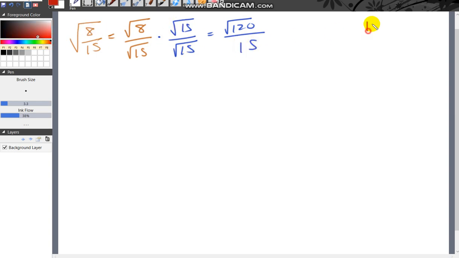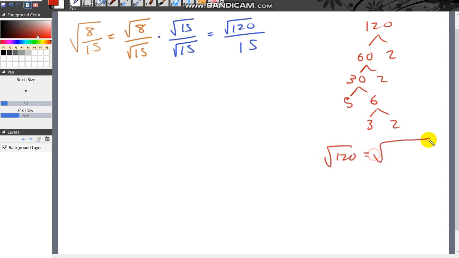Okay, 120. 120 breaks down into 60 and 2. 60 breaks up into 30 and 2. This is 5 and 6. And then this is going to be 3 and 2. So what we have is the square root of 120, same thing as the square root of 5 times 3 times 2 times 2 times 2.